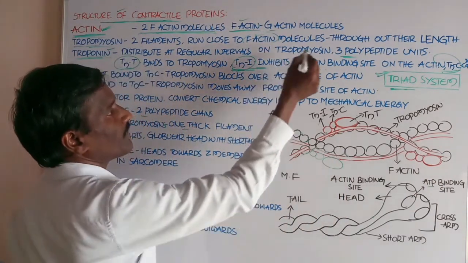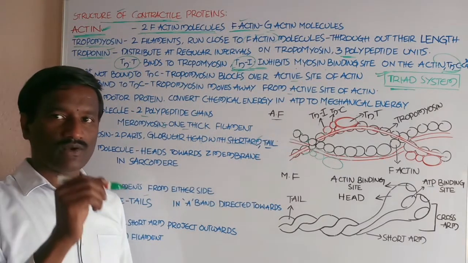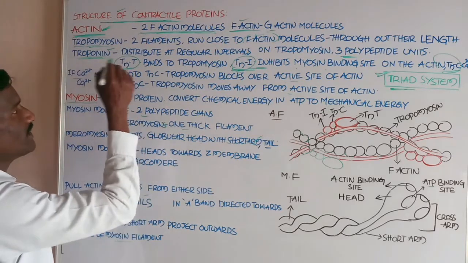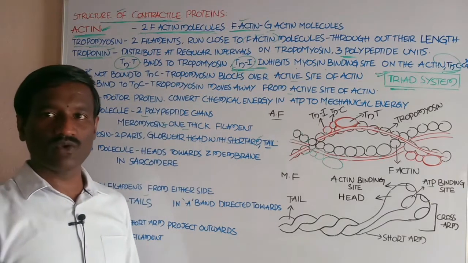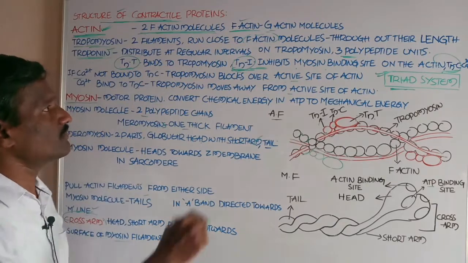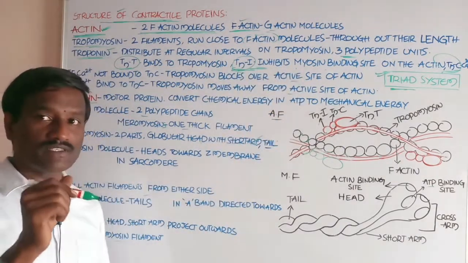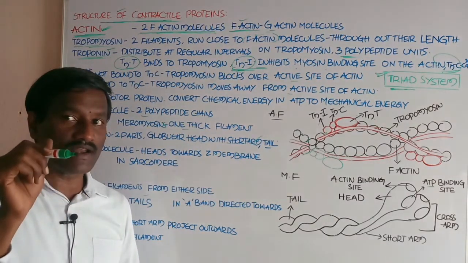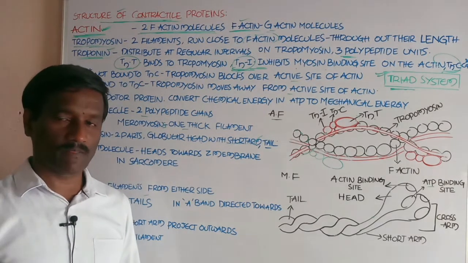Okay student, the troponin divides into three polypeptide units. The first one is TnT. TnT binds to tropomyosin. Already you know about tropomyosin. TnT binds to tropomyosin. Another, TnI. TnI inhibits the myosin binding site on the active site of actin.